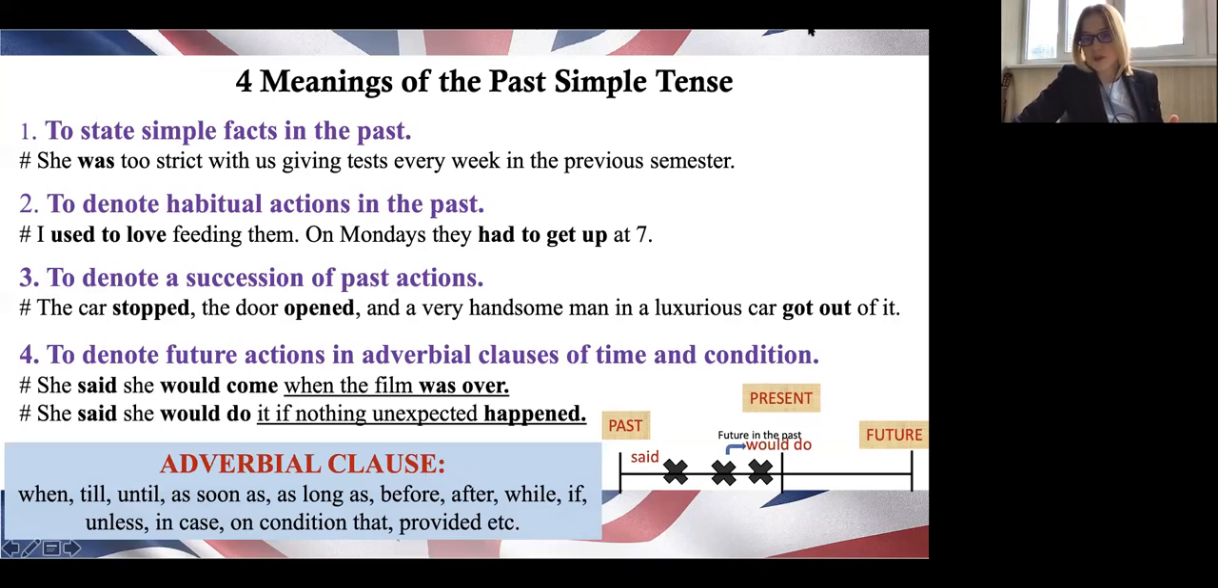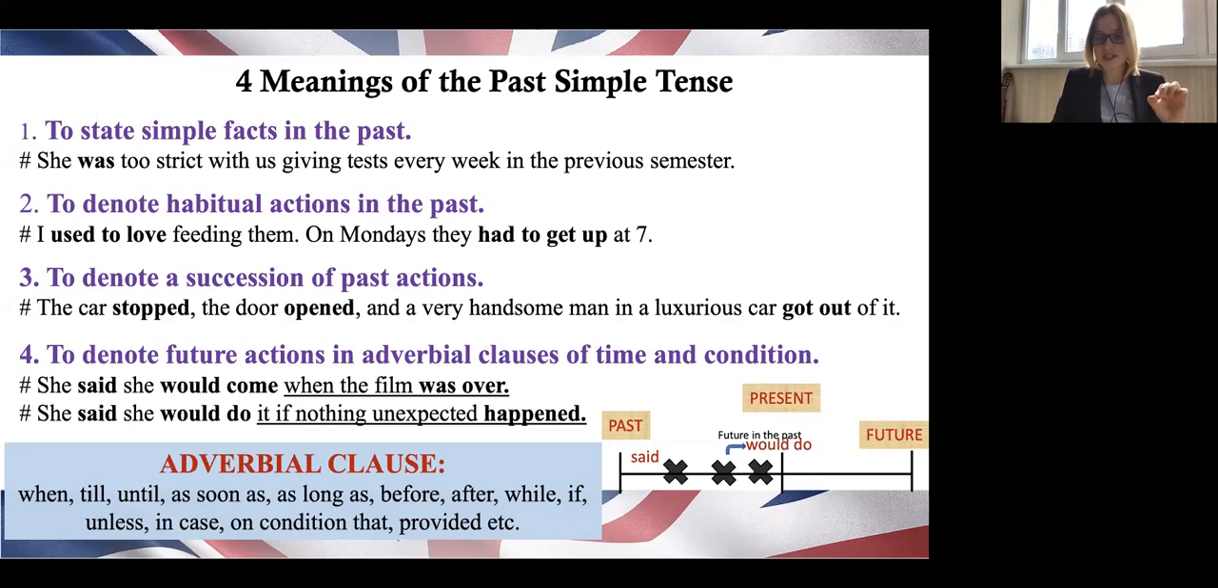It's good advice for you to imagine a scheme in your head in order to sequence these actions, to understand what was the first action, what was the second, and what was the third one. A scheme here on this slide demonstrates it. This part refers to the past tenses. Then in the middle, we have the present tense, the action that takes place right now. And to the right of it, we have the future action. Of course, in the sentence, she said she would do it if nothing unexpected happened, we have three actions. And they are depicted by these black crosses, right?